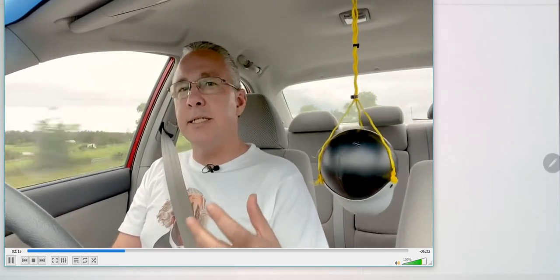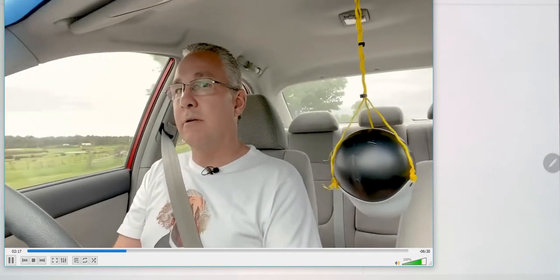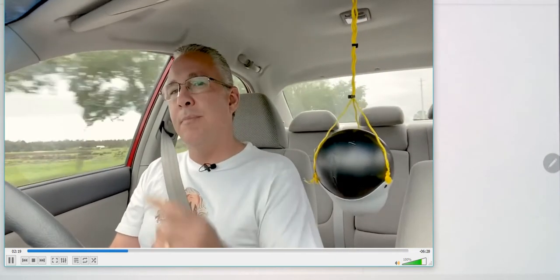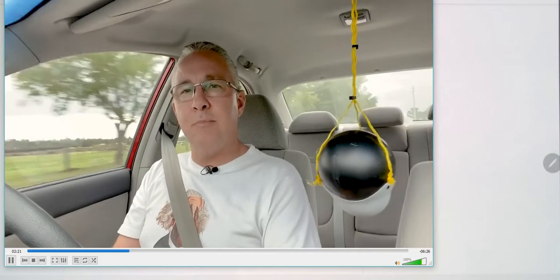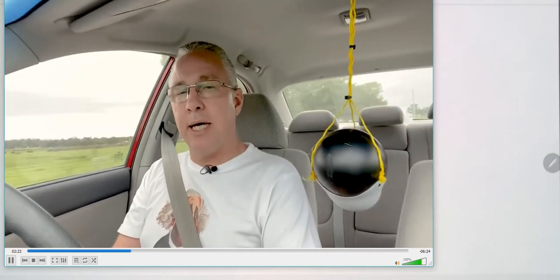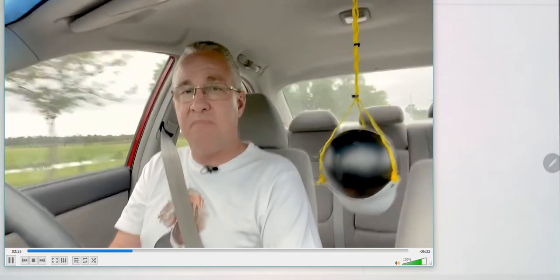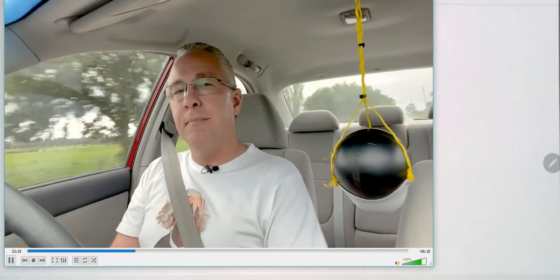Now, the fact is that I am stationary relative to you. The person on the side of the road would see me moving. So I actually am moving at the same time. Moving, stationary, it really depends on who's observing it. But the physics behind the motion of this ball doesn't change.